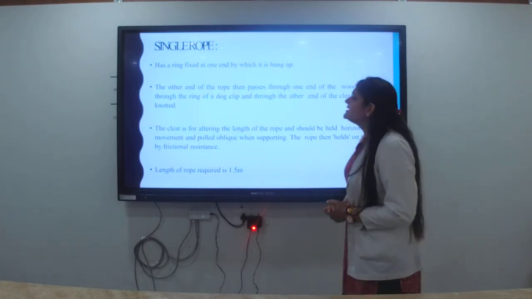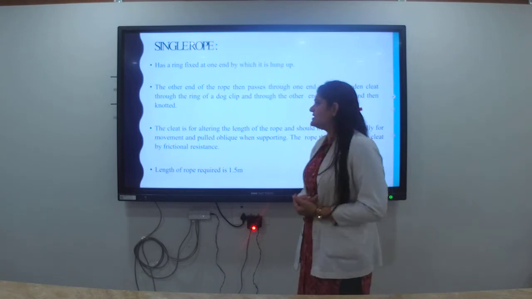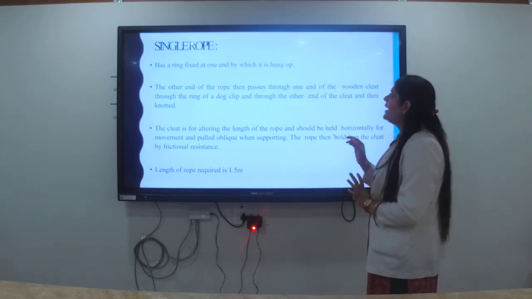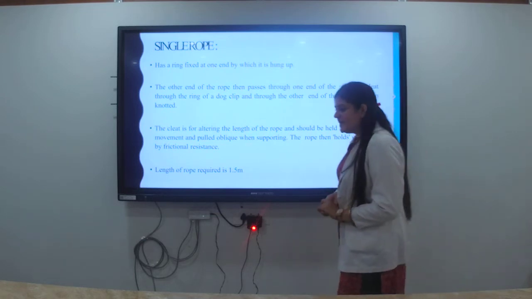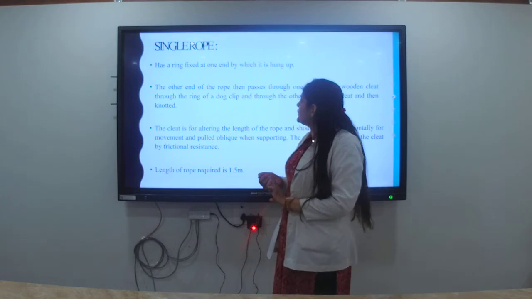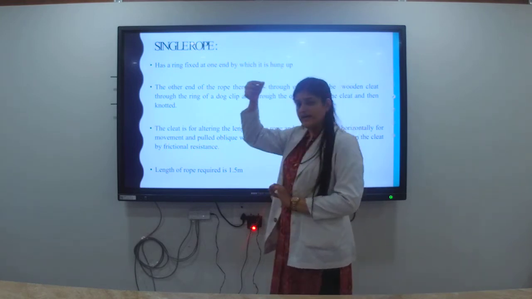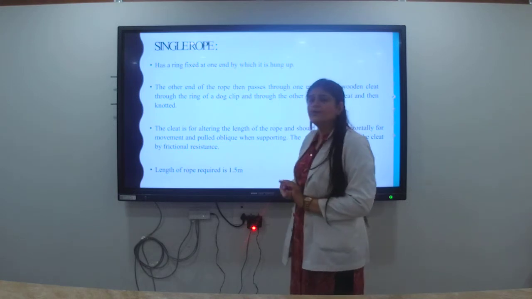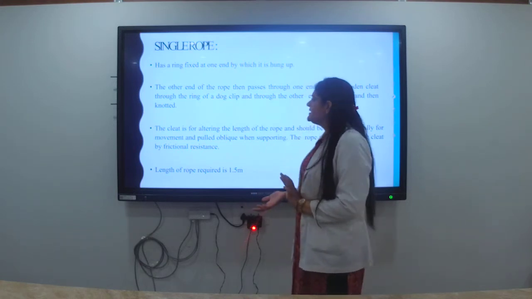Talking about the single rope, as the name itself suggests, it has a ring fixed at one end by which it is hung up. This means that there is only one point of suspension. That is, it is going to be attached at one end to the frame, and down it is going to be attached with the sling.